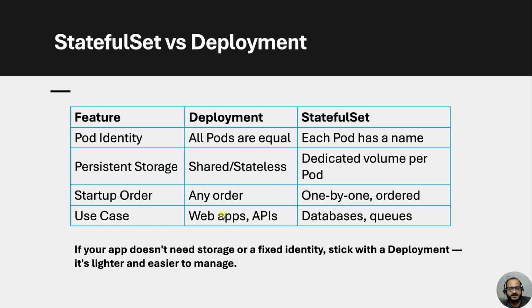Use cases: Deployments we generally use for web apps and APIs, and StatefulSets we generally use for databases and queues. If your app doesn't need storage or a fixed identity, stick with a Deployment. It's a lighter and easier way to manage. But in the real world, we generally use a combination, because if we are using any e-commerce application, they all need a database to store their data. So generally we will see in the real world a combination of stateless plus StatefulSets, like web server plus databases. The same we are going to demonstrate in today's video as well.